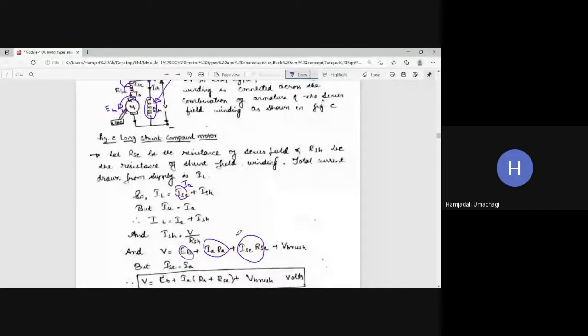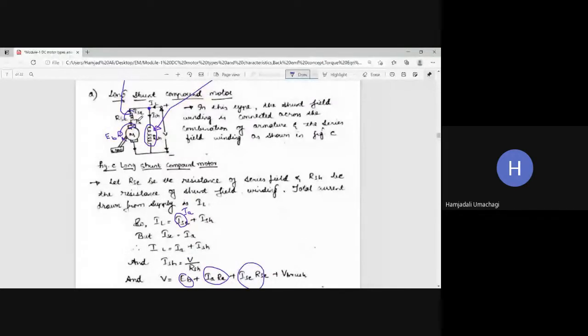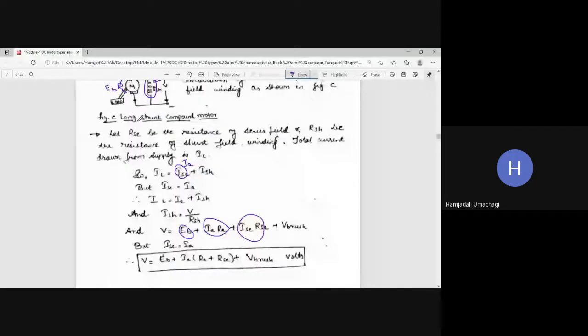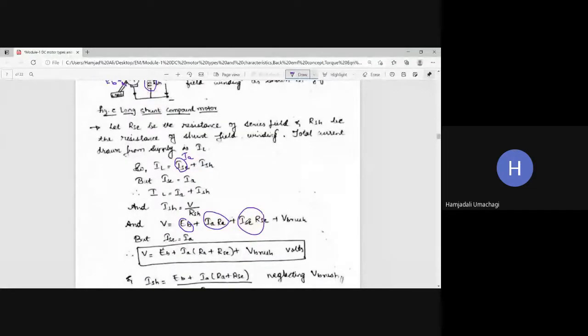Then here, as I told you, ISC is equal to IA, and now you can replace this ISC by the term IA. In this case, the equation further modifies to V is equal to EB plus IA into (RA plus RSC) plus V brush, because this ISC is as good as IA.